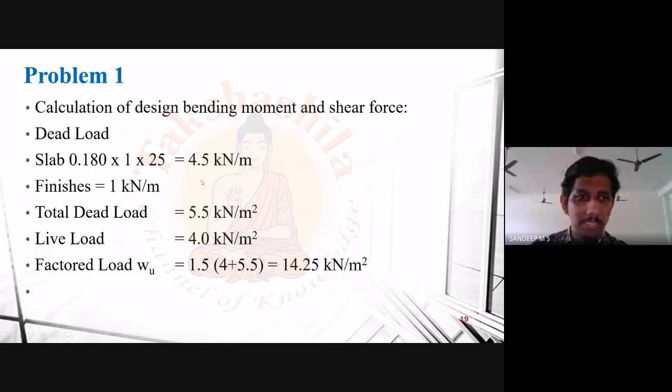Now, in the next stage, we have calculated different loads. Since we have finalized the depth of our slab, we can calculate the dead load. Then we are provided with the value of finishes. So the total dead load will be the sum of self weight of slab as well as these finishes. Then we have one more thing, that is live load. So the total factored load will be the factor of safety multiplied by the sum of dead load and live load, which was coming around 14.25 kilonewton per meter square in this problem.